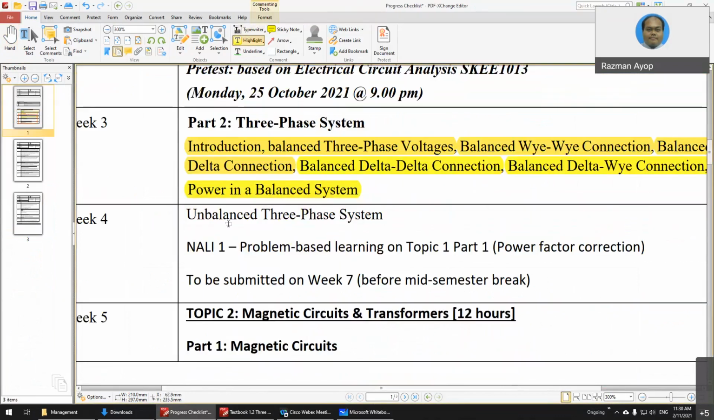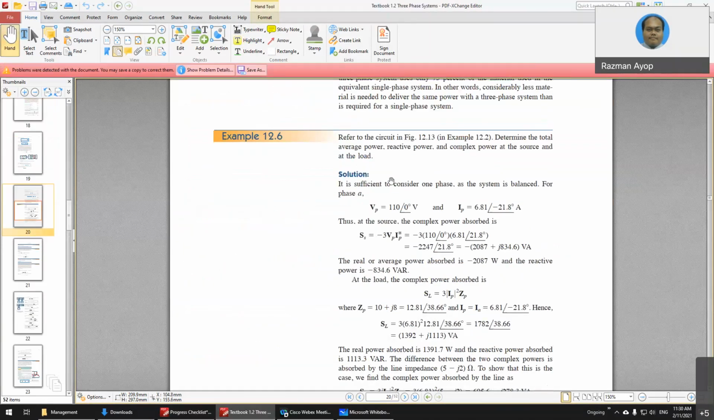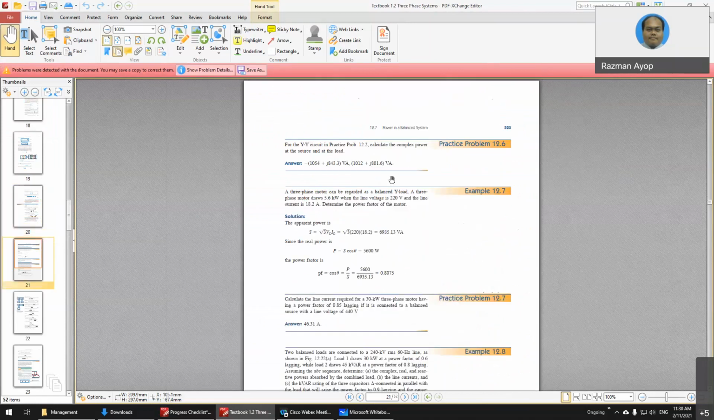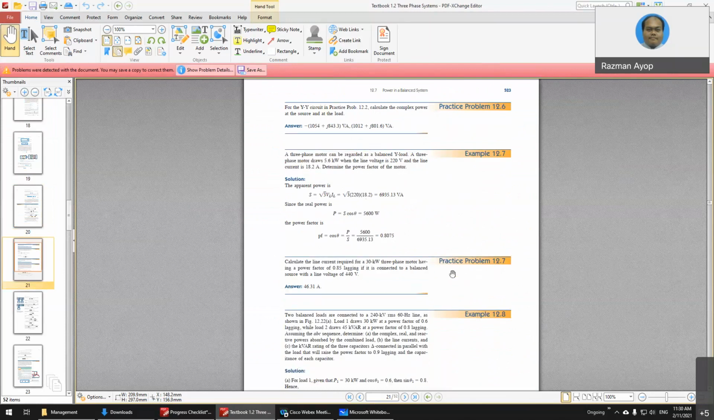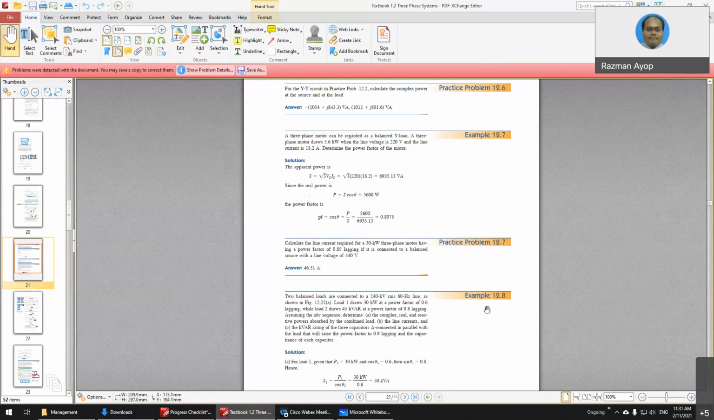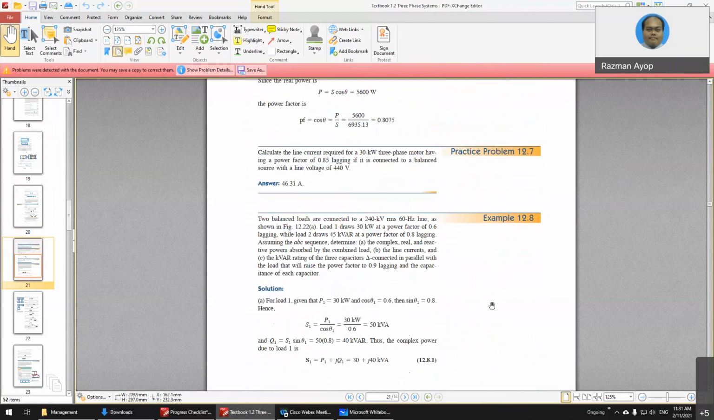And now we focus on the unbalanced load as well as NALI problem-based learning topic 1, part 1, power factor correction. For this case, you have to look here. I gave you example 12.6 before, and you can see here, this is some practice if you want to try it yourself. Three examples. And if you look at example 12.8, this is what is NALI.